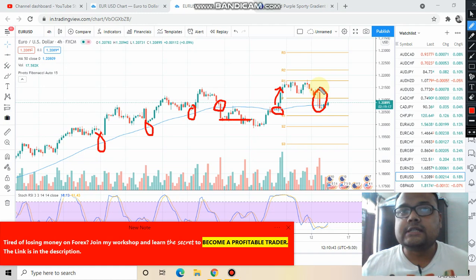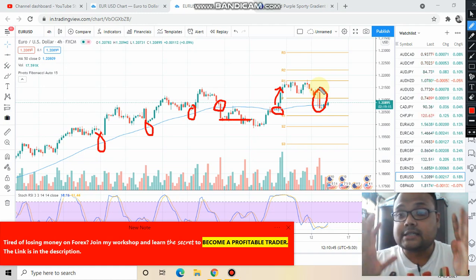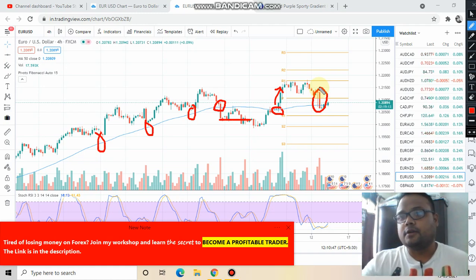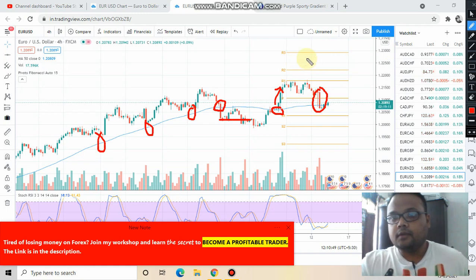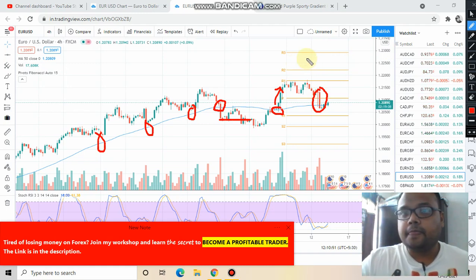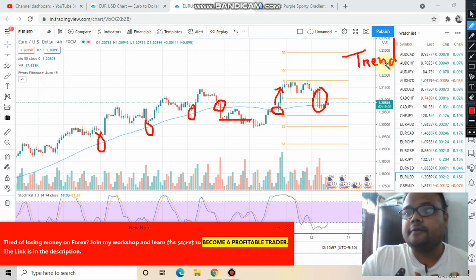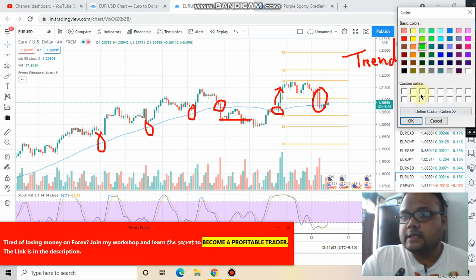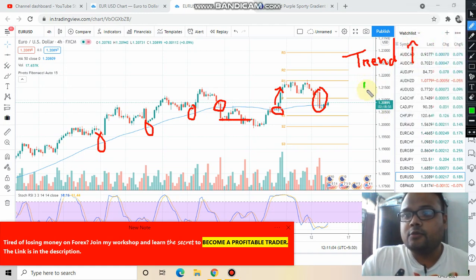Just try to understand the market psychology here. Understanding the market psychology is extremely important. So what do we have here? Overall the trend is up, the trend is towards the upside. It is taking support at the 50 moving average, which is a very good sign.